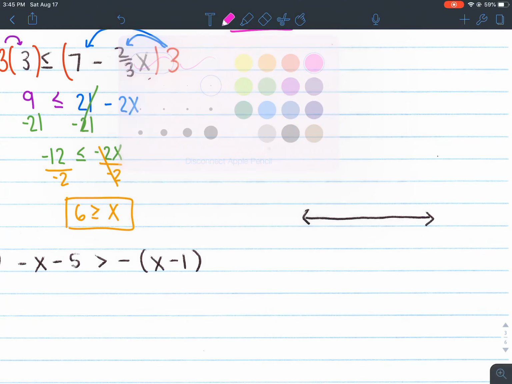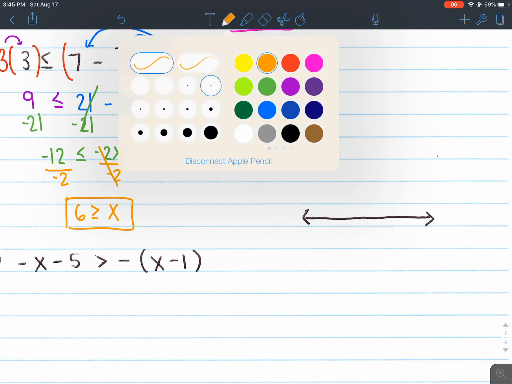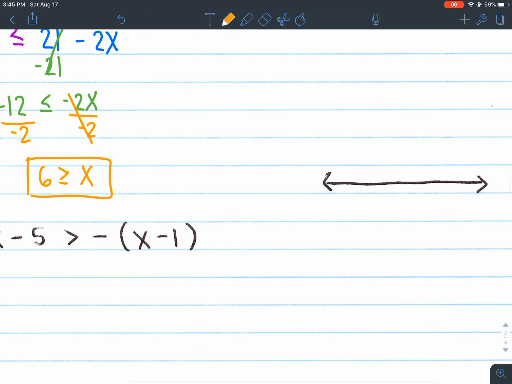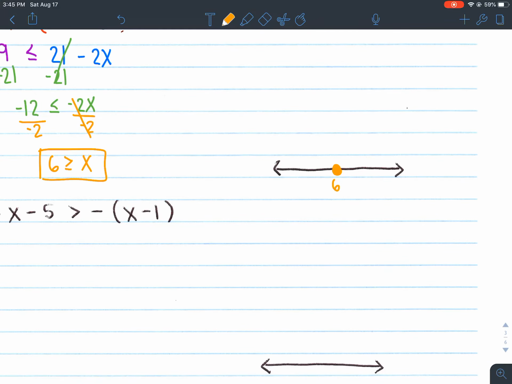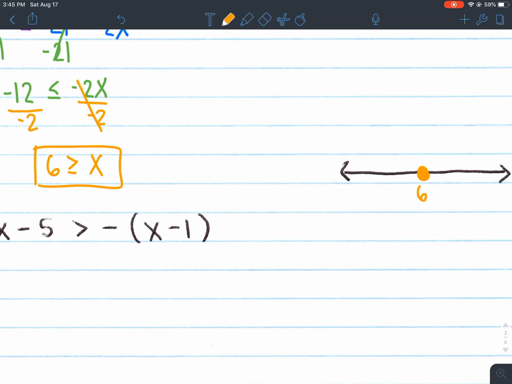Now I'm going to graph this. And when I graph this, I have to think about, is it open or closed? It is closed. I have a 6 underneath. Now I'm saying, let's read this left to right. It says 6 is greater than or equal to x. So what is bigger, 6 or x? 6 is the biggest. That means x has to be smaller. Well, where are all the numbers smaller or less than 6?